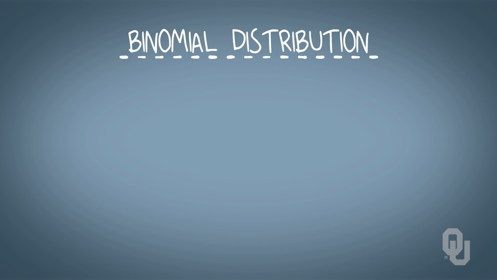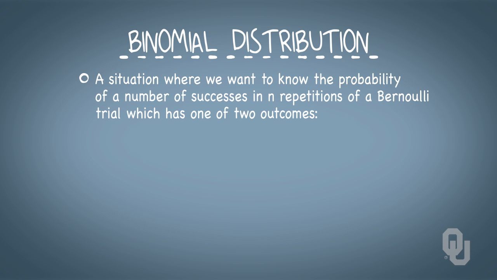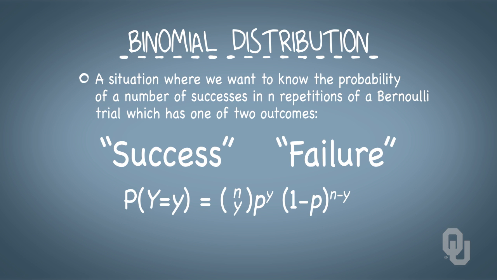The binomial distribution described a situation where we want to know the probability of a number of successes in n repetitions of a Bernoulli trial which has one of 2 outcomes: success or failure. We know the probability of success of a particular trial, so we can count the ways that the number of successes and failures occur in n trials. Then we multiply the probability that that string of successes and failures occur.